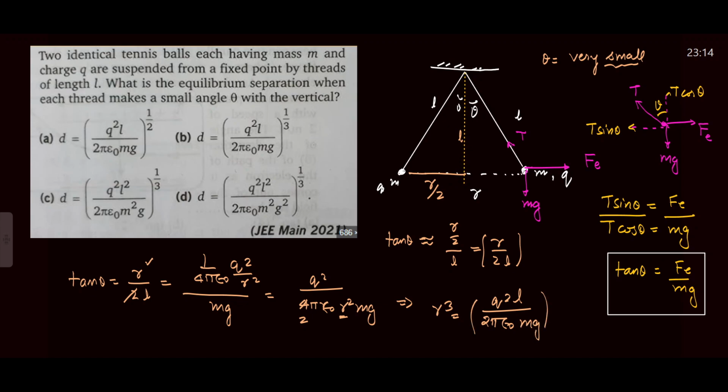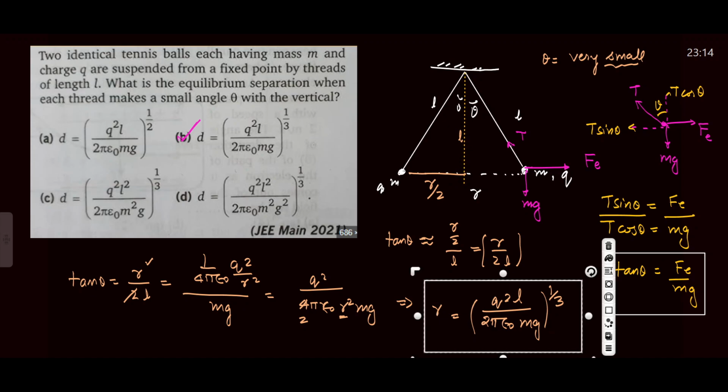If you want to remove this Q part, you can say R would be to the power 1 by 3, this whole value to the power 1 by 3. This is a very simple result that you can find, and you can check the options also. Here the correct answer would be the second one. From this result, if you understand how I calculated, good.